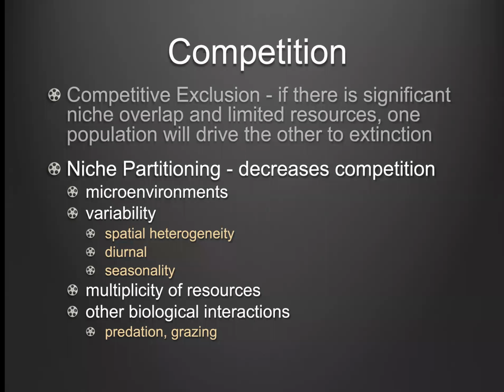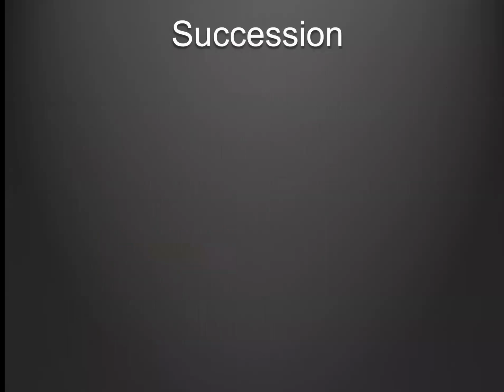So there can be other things that complicate things which allow species coexistence where it wouldn't happen in an artificial flask or on a petri dish. Does that make sense? Any questions about that?